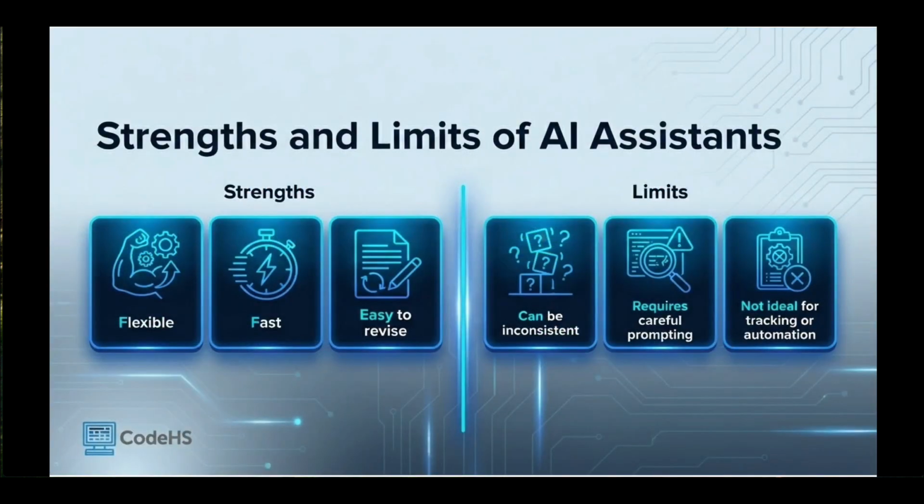Assistants are powerful, but they aren't perfect. They can hallucinate, misunderstand context, or give uneven responses. They are best used when a human will review, refine, or guide the output.